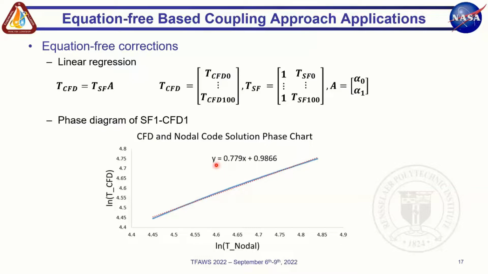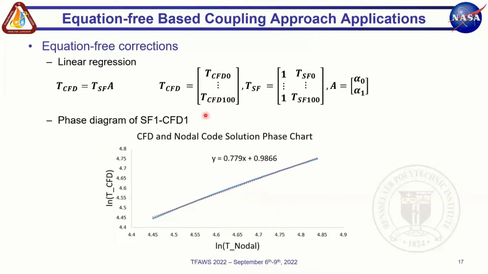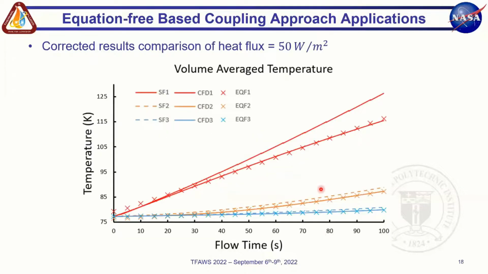Here y equals the CFD result, and x represents the nodal results. We use the same approach for every region, and then we can have a corrected result comparison for this 50 watts per square meter heat flux. We can see the X marks represent the corrected result, and they are much better compared to the original one. But again, because we fit, we should have such a result.